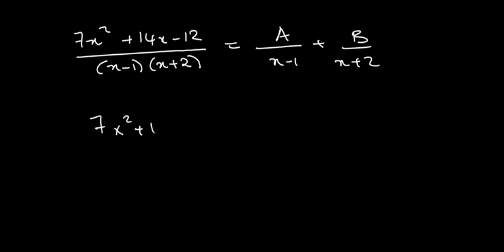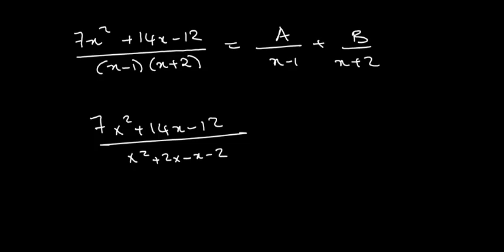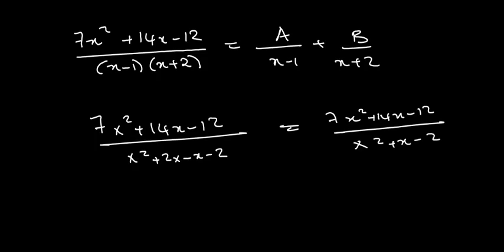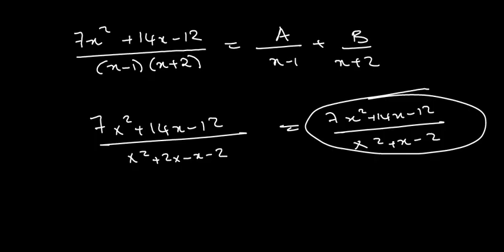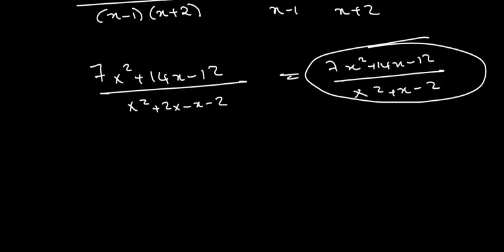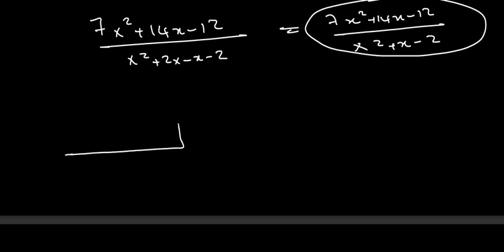We write this for you to be able to see it. So the down part, x times x, that's x squared. Then you have plus 2x minus x minus 2. So you have 7x squared plus 14x minus 12. The down part is x squared plus x minus 2. You are seeing they're the same degree, right? This is case 4 when you're dealing with an improper case. So we're supposed to use long division first. So long division first. We have x squared.